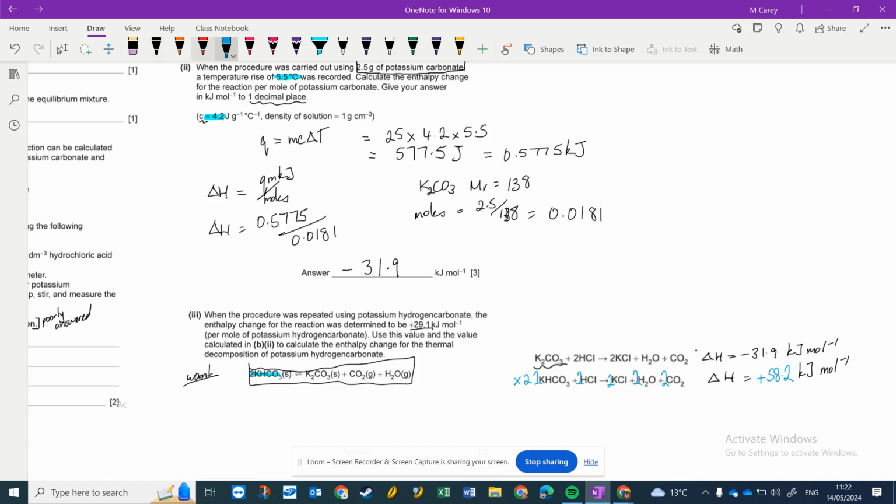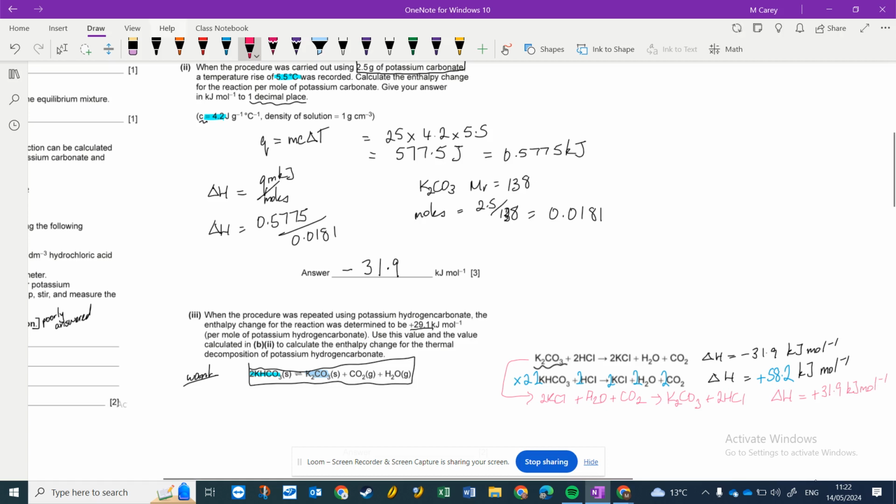Okay, so now the next thing to look at is that we have K2CO3 as a product. So we're going to have to flip that equation. So I'm going to just reverse this. So that's going to be 2KCl plus H2O plus CO2 gives you K2CO3 plus 2HCl. And now the delta H for that will have to be flipped as well. So that's equal to plus 31.9 kilojoules per mole.